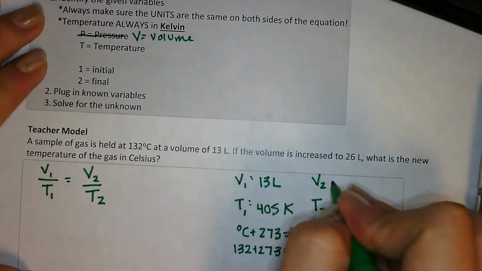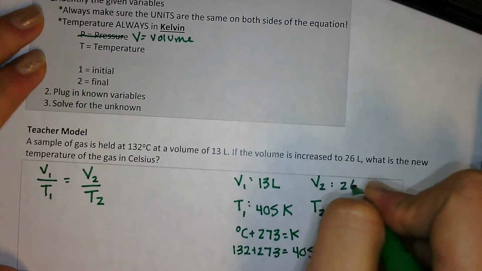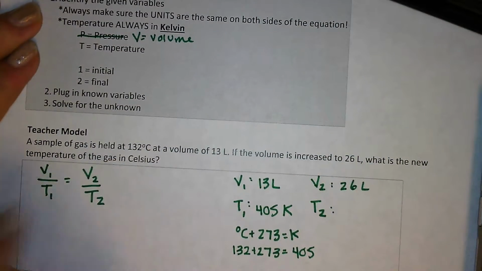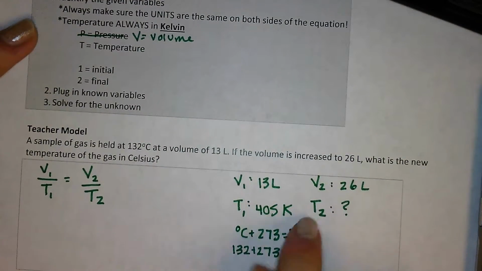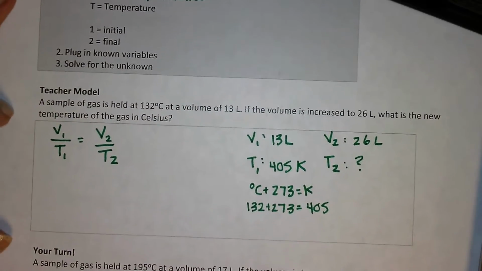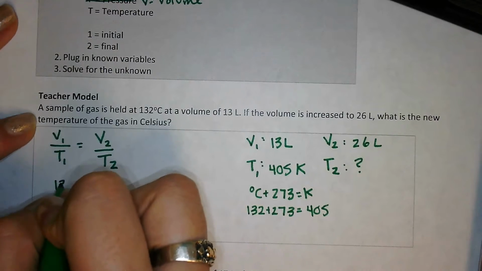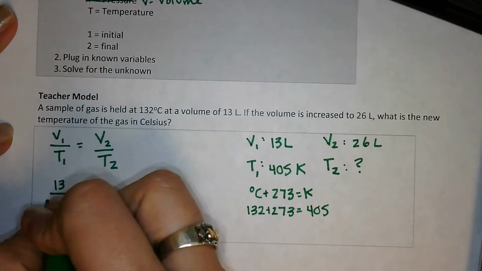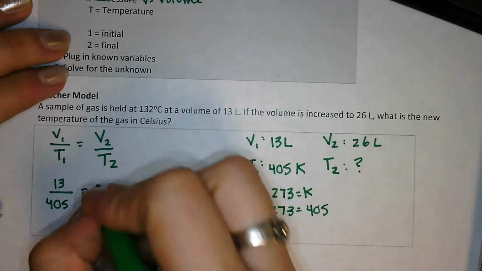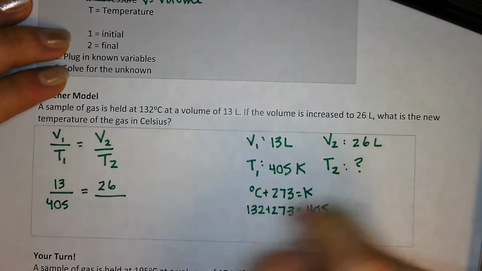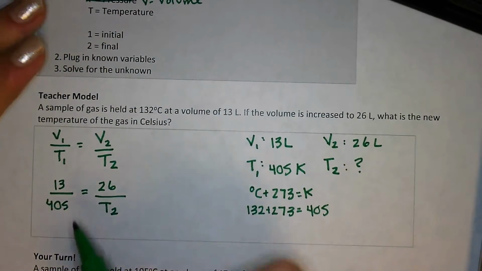So I got my initial values. Now let me find the rest. If the volume is increased to 26 liters, what is the new temperature of the gas in Celsius? So they want me to find the new temperature, the final temperature, T2. So now I can go and plug in my known variables. V1 is 13 over T1 is 405 is equal to V2 is 26 and T2 is unknown, so I'm just going to leave it as T2. You can substitute that as an X, whatever variable letter you want.